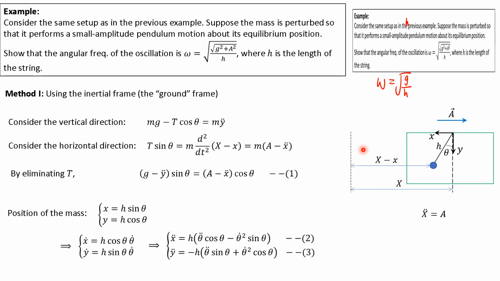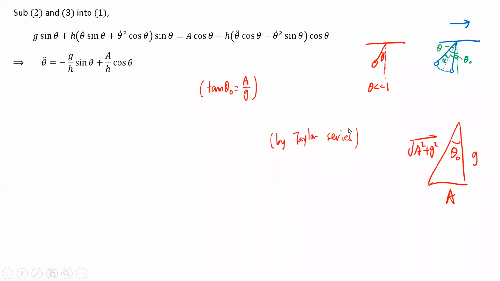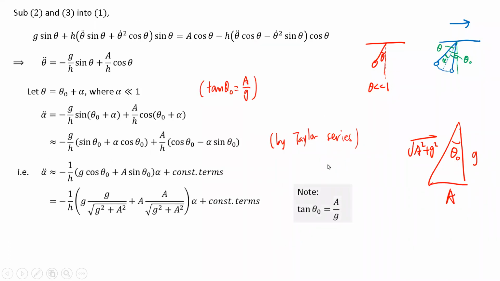Okay, so let's get started. Last time I gave you this example, where we have an accelerating car, and then there's a pendulum set up inside the car. And then we solved the problem just by using a regular inertial frame, and we were able to find the equation of motion for the small oscillation of the pendulum.